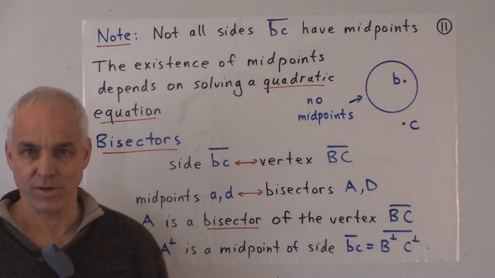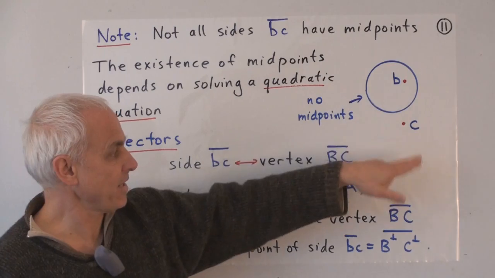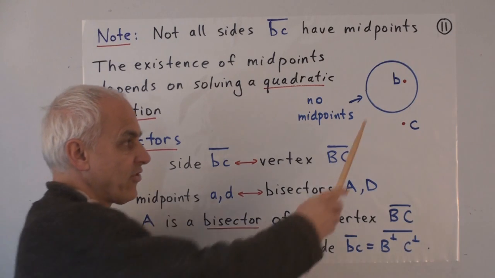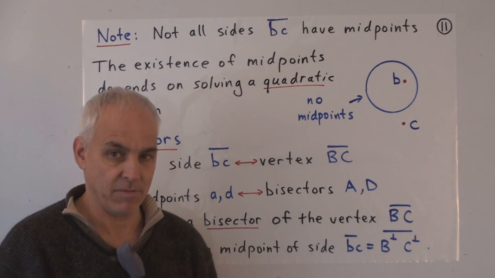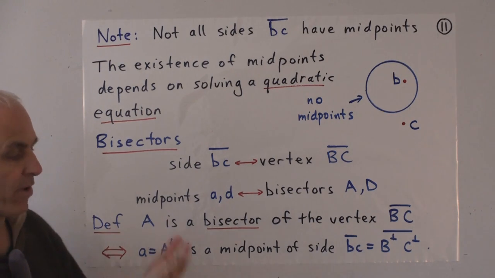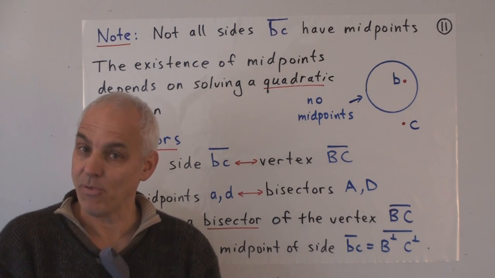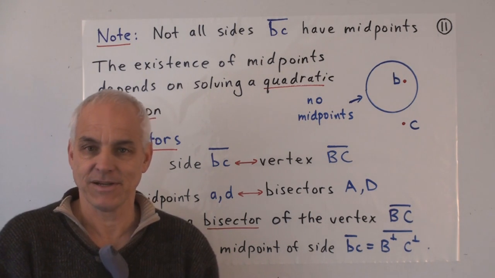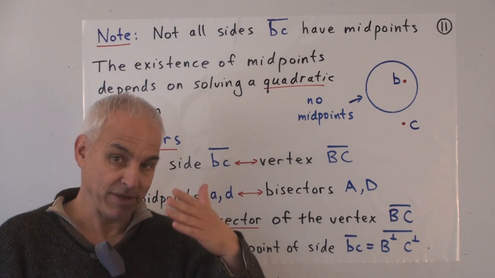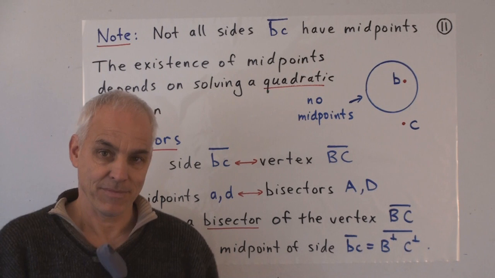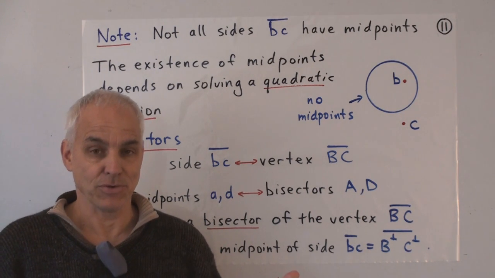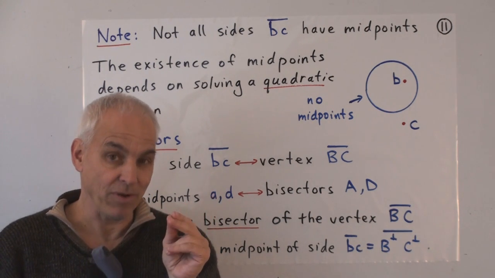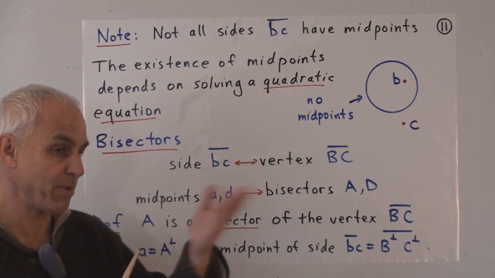Not all sides have midpoints. If B is inside and C is outside, then there's not going to be any point that reflects B to C. So this side is an example of something that doesn't have a midpoint. And when we come around to discussing the algebraic aspects of midpoints, we'll see that there's a quadratic equation which determines whether the midpoints exist or not. And that's why when midpoints do exist, there are typically 2 of them, or there are 0 of them. Those are the usual 2 options when you have a quadratic equation. Of course, sometimes the 2 solutions of a quadratic equation can coalesce, but typically it's 2 or 0.